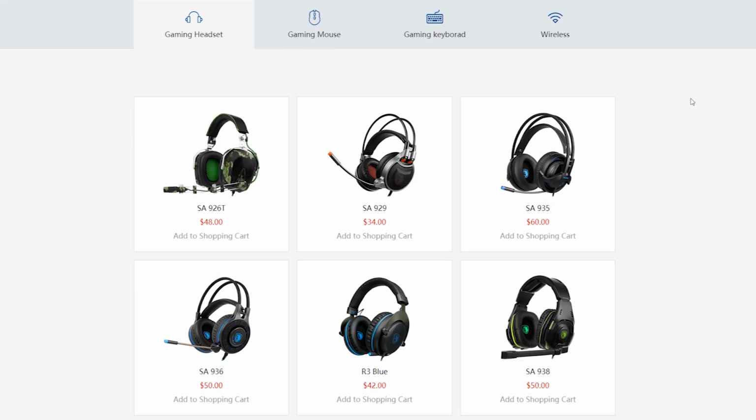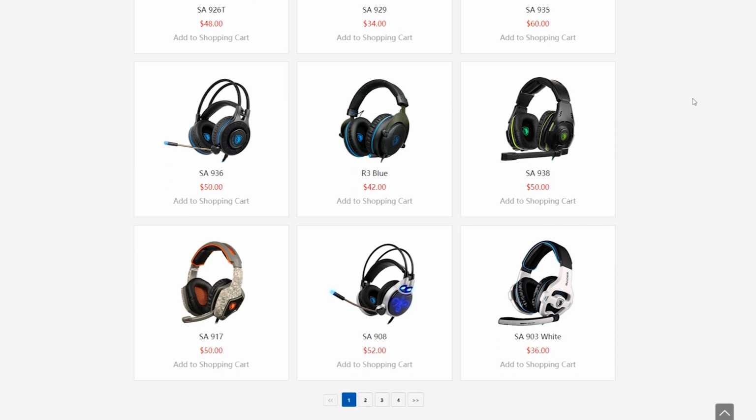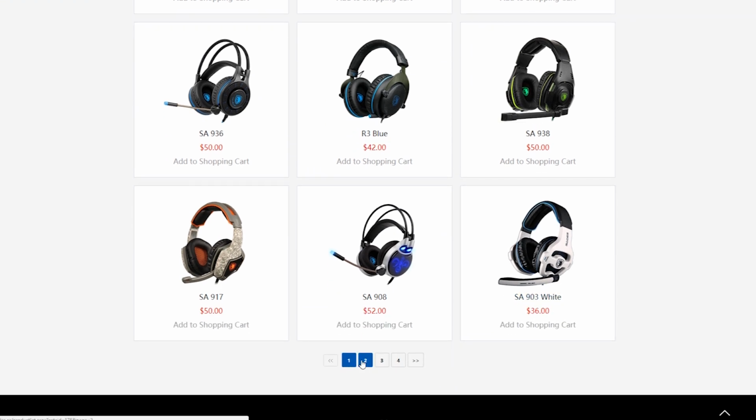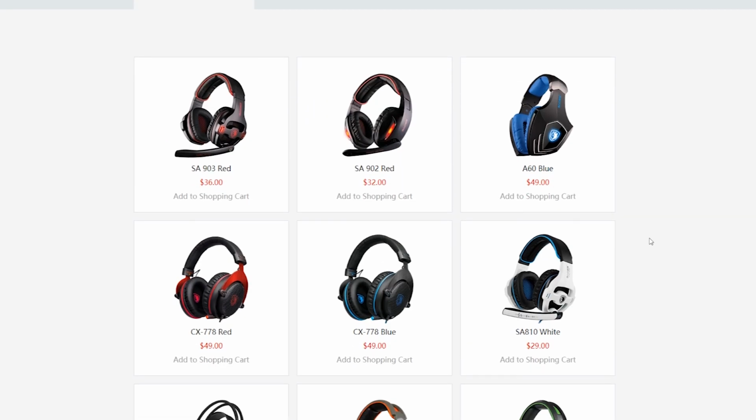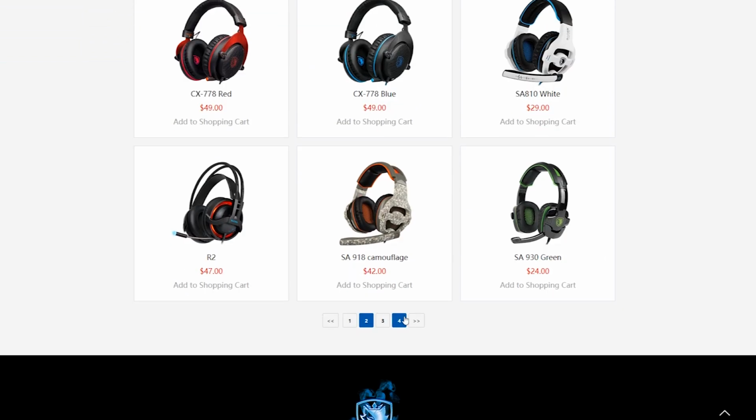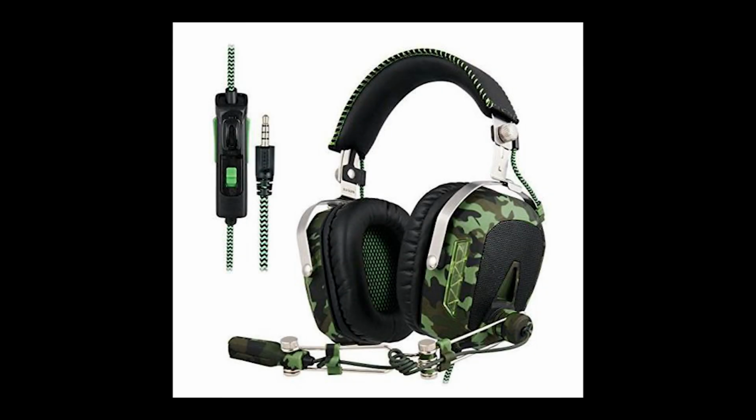of different colors. Yes, the Chinese ones can be the same colors as the international ones, but they can also be in reds, oranges, greens, and so on, and may even have patterns on them like the SA926T, which comes in this nice green camo.